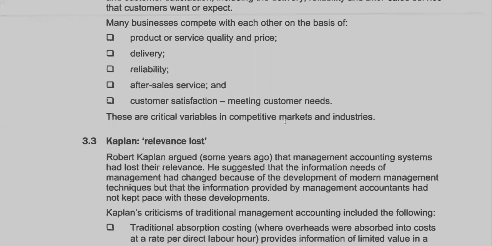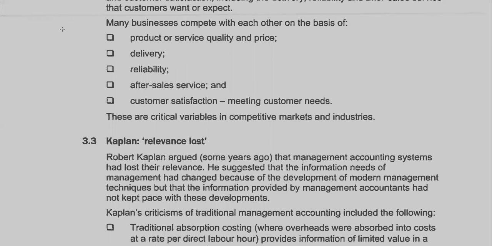And these are critical variables in competitive markets and industries, meaning that if you want to succeed in a particular industry as a business, you must prepare well around these areas, so that you can do better than your competitors. That is what we call competitive advantage.